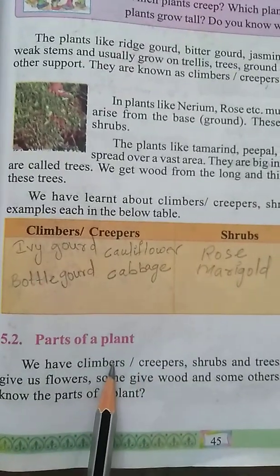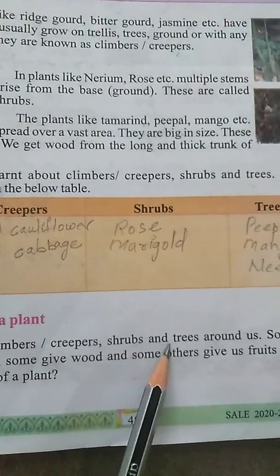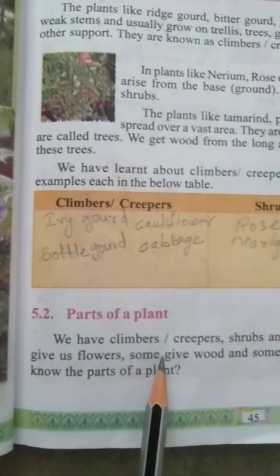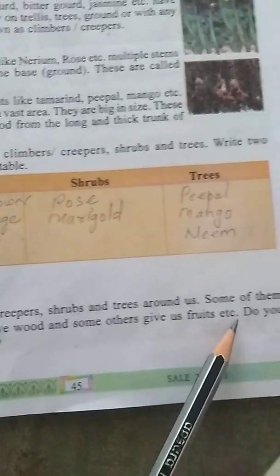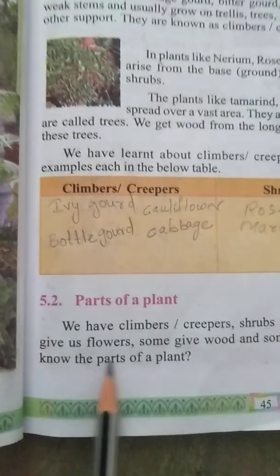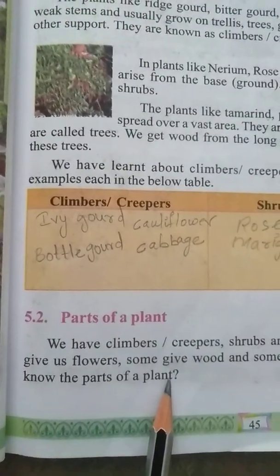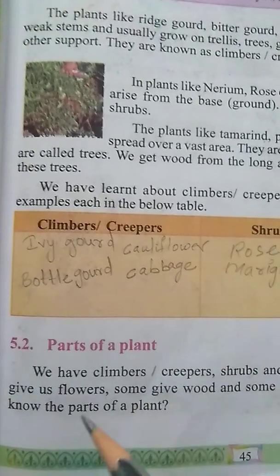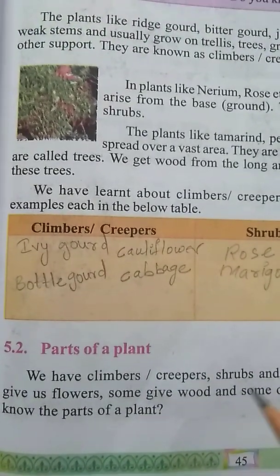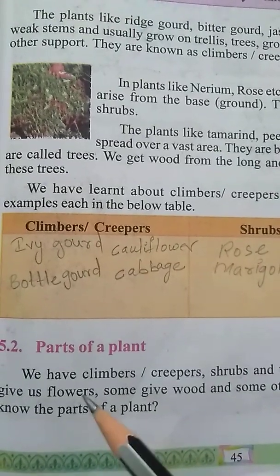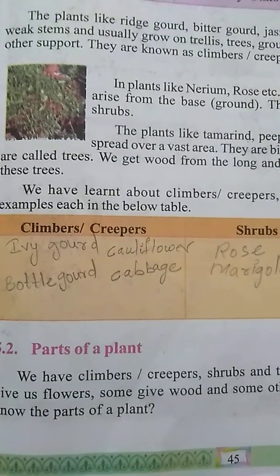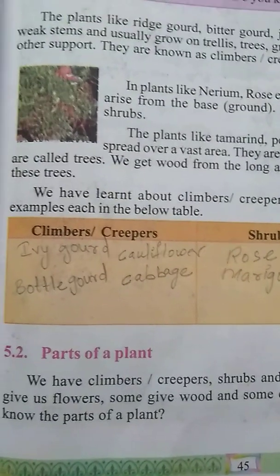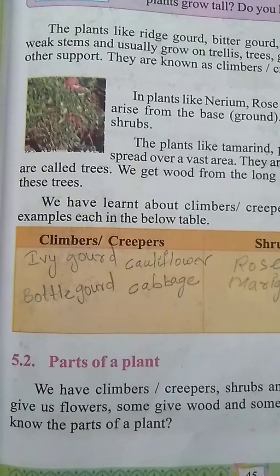We have climbers, creepers, shrubs and trees around us. Some of them give us flowers, some give wood and some others give us what? Fruits, etc. Do you know the parts of a plant? For that we have to see. Some of them give us flowers, some give us wood, and some of them give us fruits also. Understood? But every plant has its own different parts.